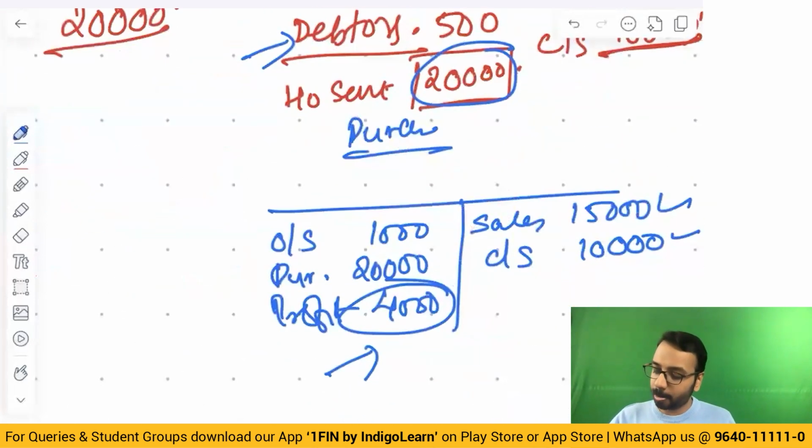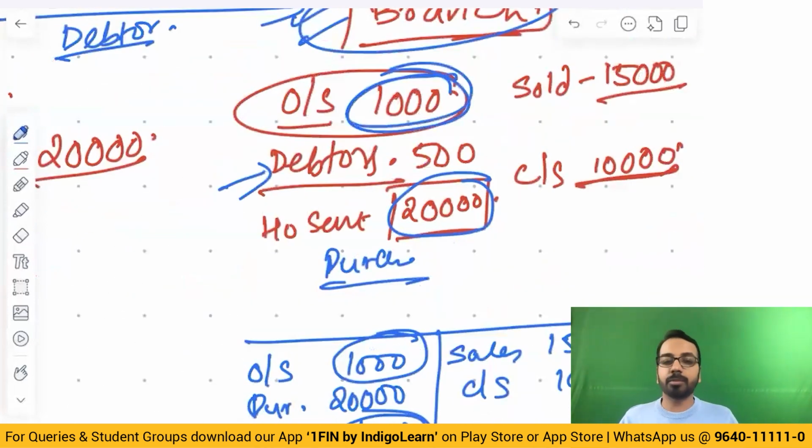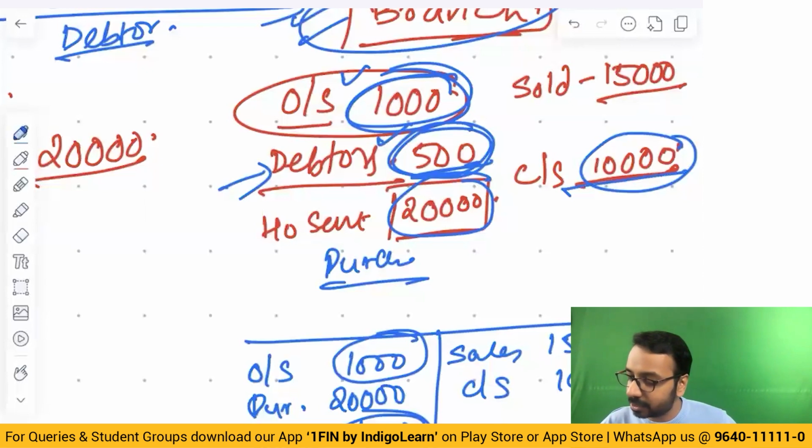So think of it. This opening stock of 1,000 belongs to head office. This customer outstanding of 500 also belongs to head office. Closing stock of 10,000 also belongs to head office. So basically head office is saying, branch, as on 1st of April of this year, you have to give me 1,000 plus 500, 1,500.